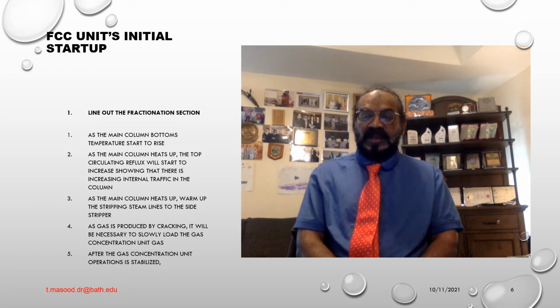Number 5. Always make sure that there is enough bottom circulation to prevent the main column bottom from coking. Use hot bypass flow to maintain a flow rate.